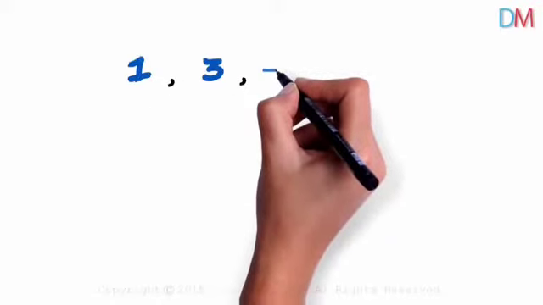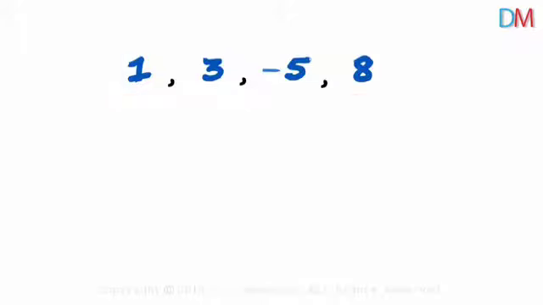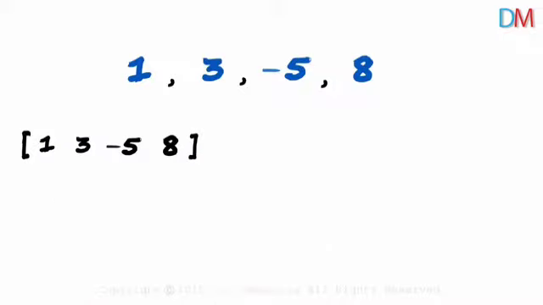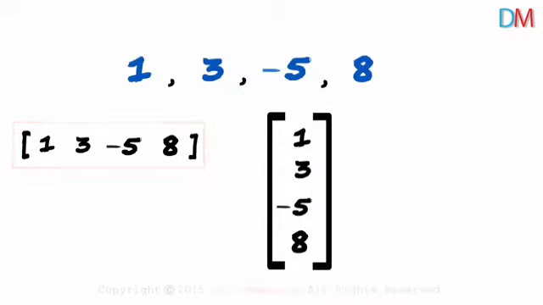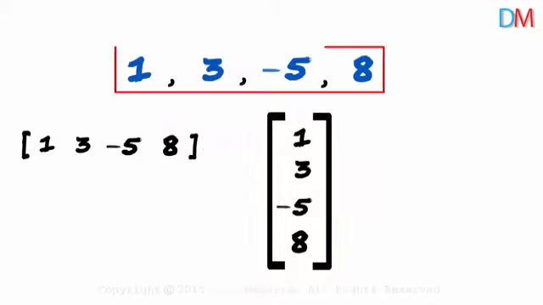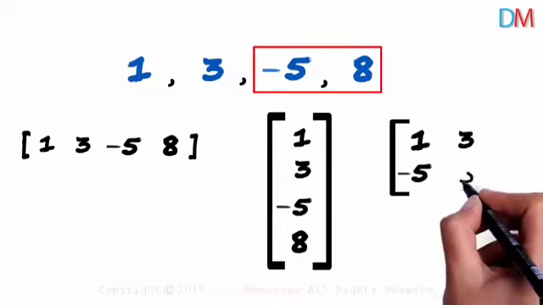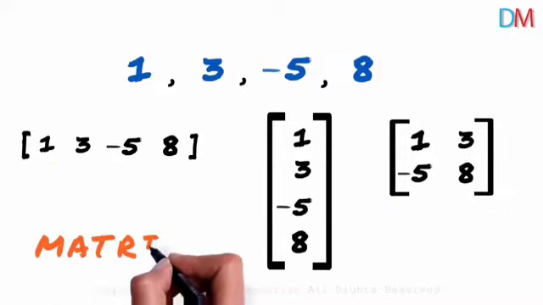1, 3, -5 and 8. This is just a row of 4 numbers and this can be represented in different ways. We can write it as an array of numbers horizontally like this, or we can write it as an array of numbers vertically like this. The first part, as you can see, has 1 row and 4 columns, and the second part has 4 rows and 1 column. There's another way in which we can write the 4 numbers. The first 2 numbers in the first row and the last 2 numbers in the second row. All these 3 things you see here are called matrices.